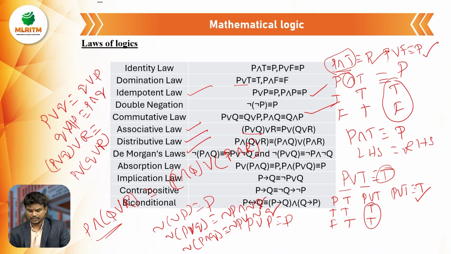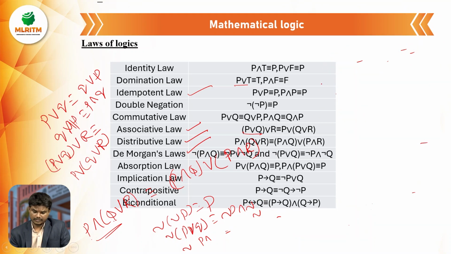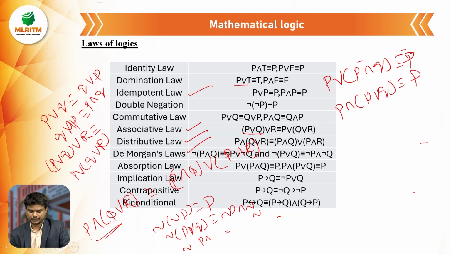Next, absorption law. Here P or (P and Q) is equivalent to P, and P and (P or Q) is equivalent to P. That is the absorption law. Next, implication law. It is the most important law: P implies Q is equivalent to negation P or Q.